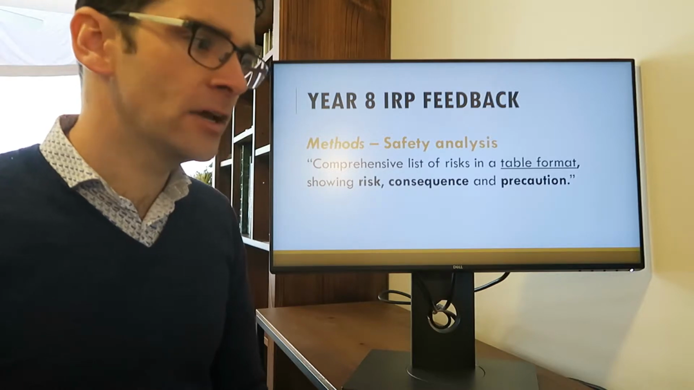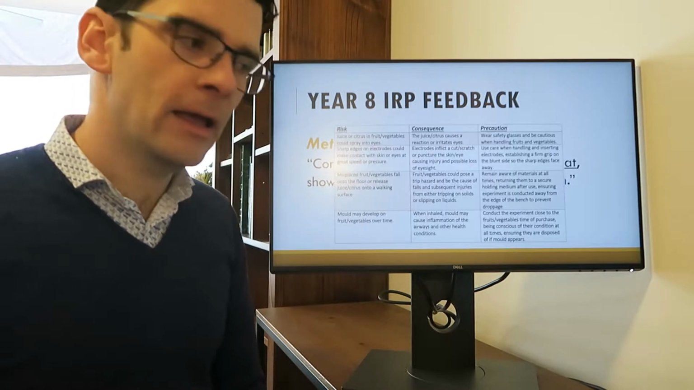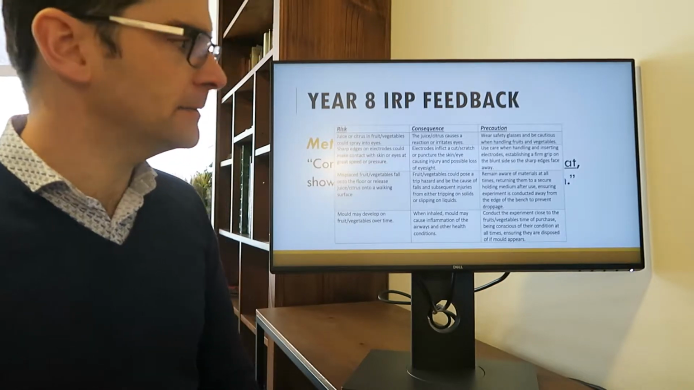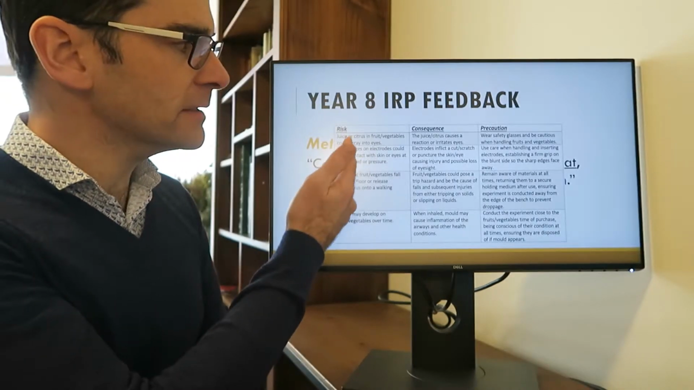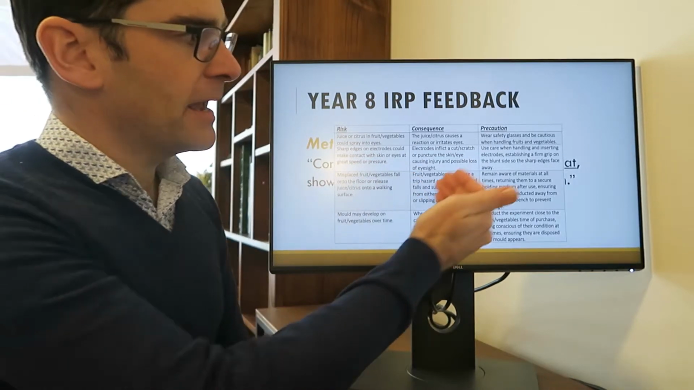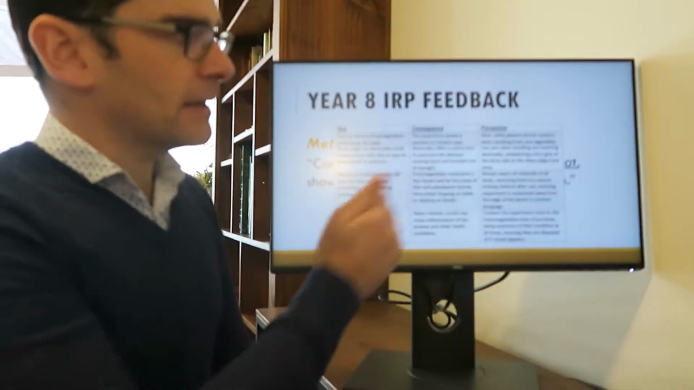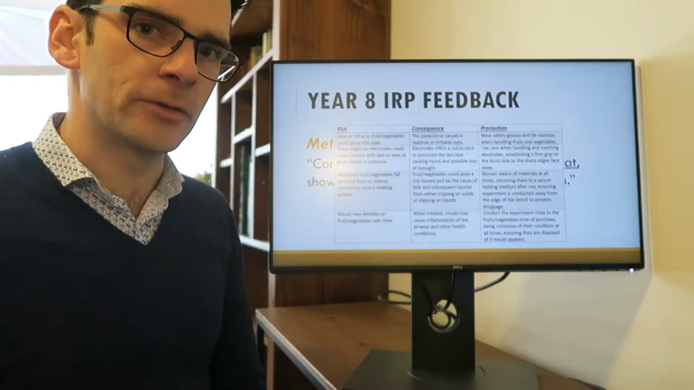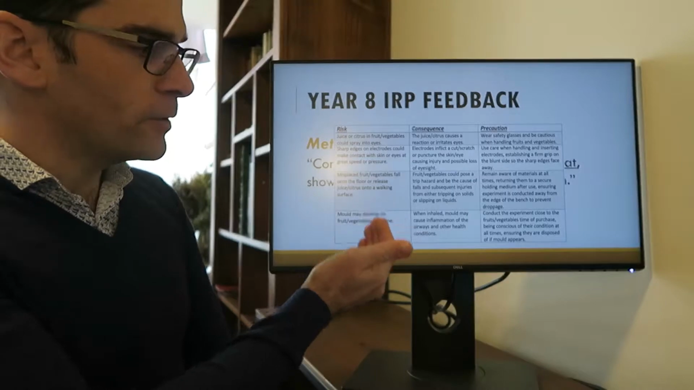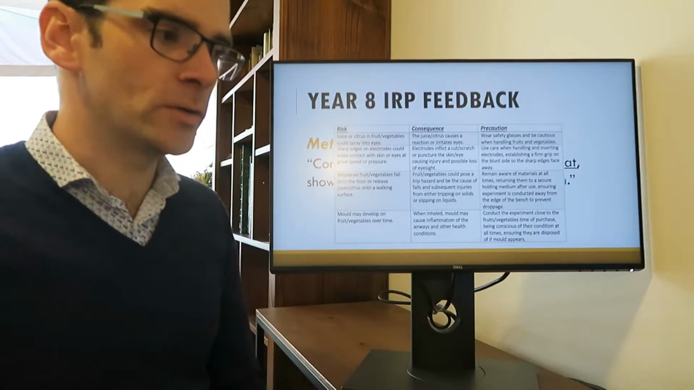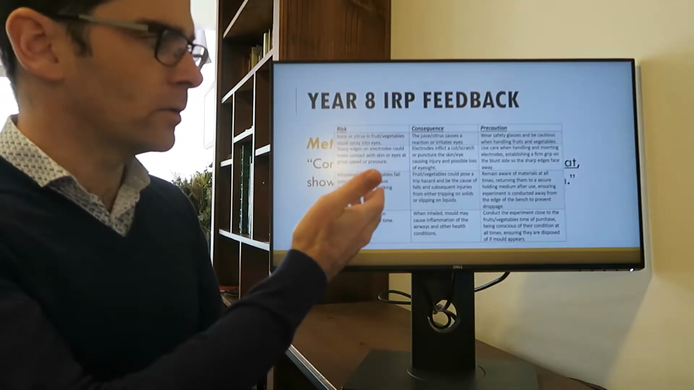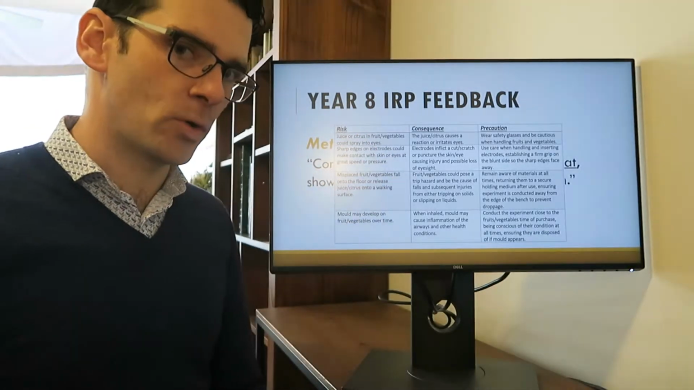Now, I've just gone through and taken a good example of one of these safety tables. You can see here that we have the risk in the first column, the consequence of that risk, and the precaution that you would take to make sure that risk didn't cause any undue harm or stress. And you can see that this person has included 4 different types, which is a good example of a comprehensive list. Now, if you just had 1 or maybe 2, perhaps you didn't score as well.